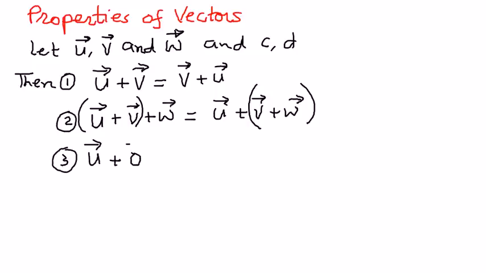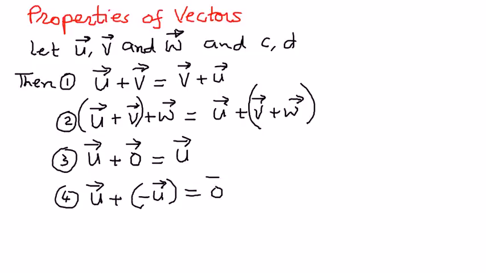The third property of vectors is if we have vector u and we add to it another vector which has 0 components, it is not going to change the value of the original vector. It is still going to be the same original vector u. Then, if we have a vector u and we add a vector which is equal to it but opposite in sign, the value is going to go to 0. It is going to produce a 0 vector.